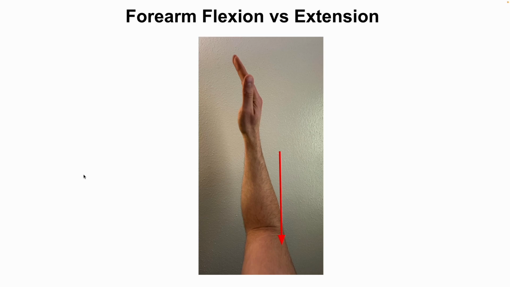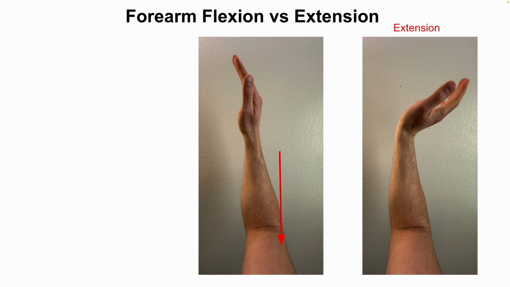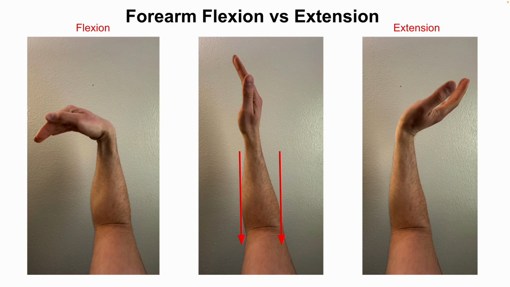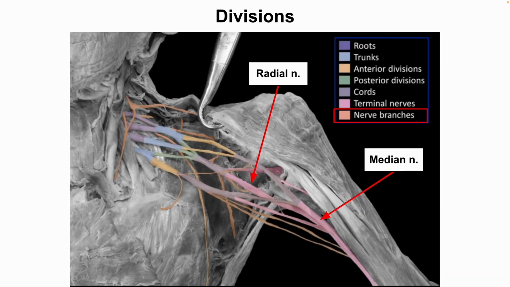If I were to do the opposite, so now I'm going to pull on the backside of the arm here downwards, I'm going to get forearm extension. And the muscles that allow for this come from the posterior cord. Pretty neat, right? This is just an overview of what I'm talking about here. So we have flexion, extension, just a quick recap.